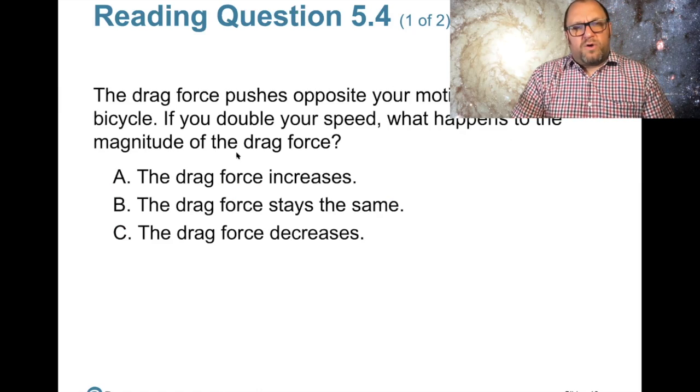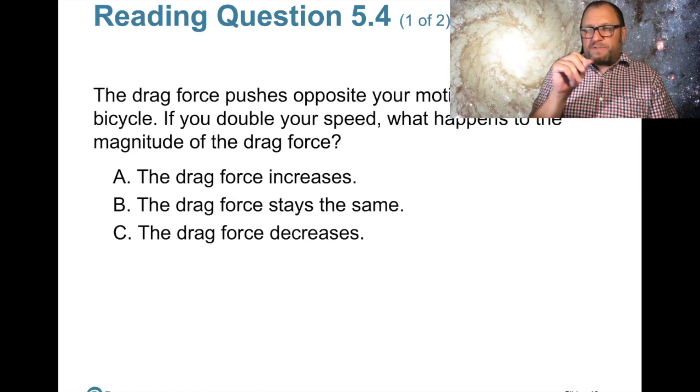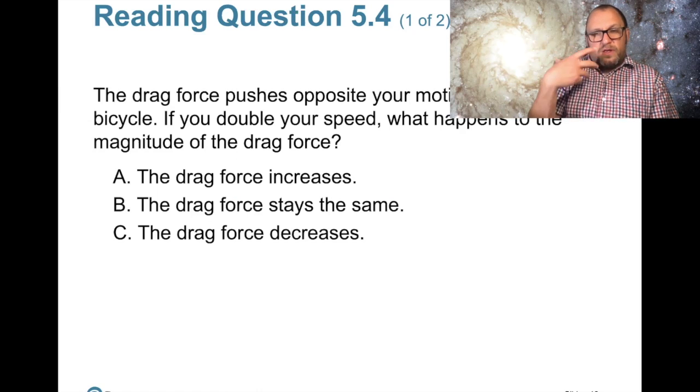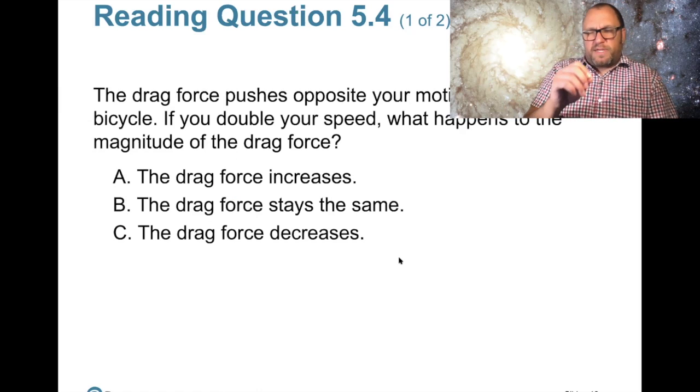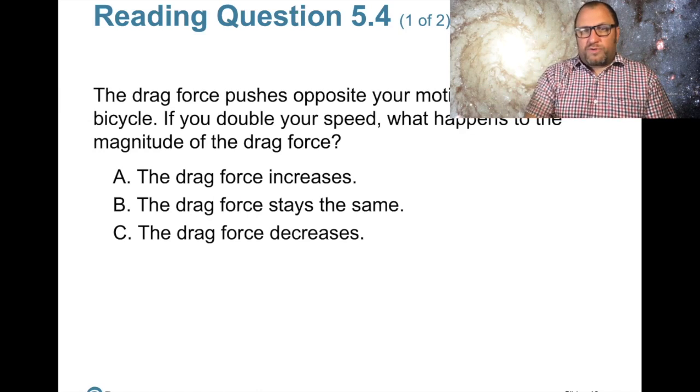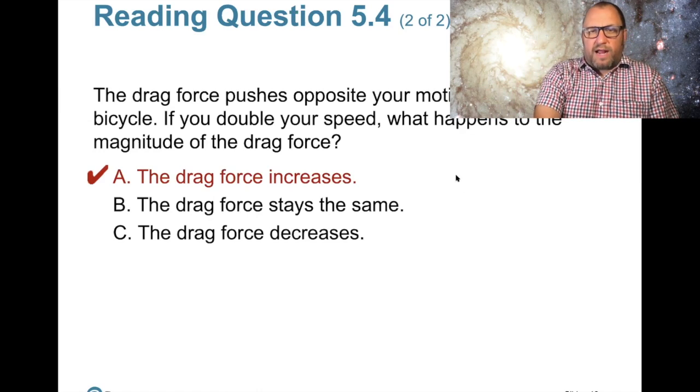Okay, so the drag force pushes opposite to your motion as you ride a bicycle. If you double your speed, what happens to the magnitude of the drag force? We looked at this last chapter. Maybe we went through drag a little too soon, but we know that drag is related to the square of the velocity, which means the faster you go, the more drag force you're going to experience. So the drag force is going to increase.